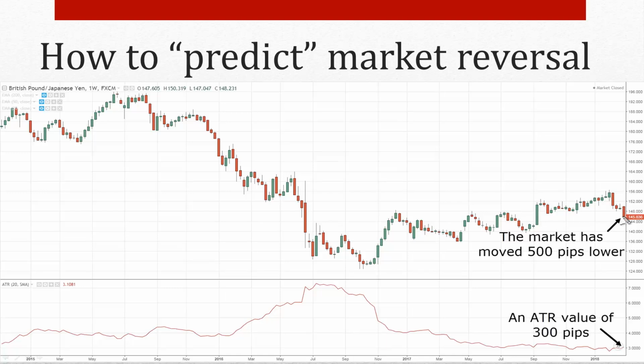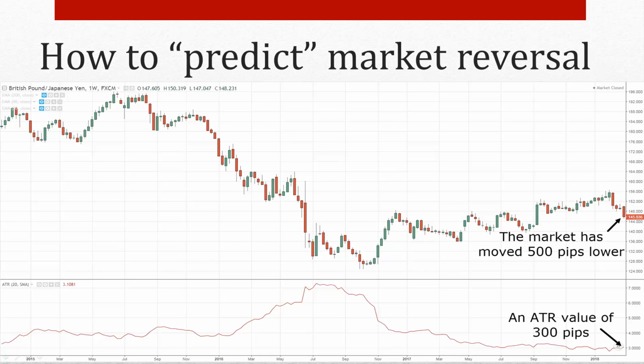You're not going to go long at this point in time, but it should alert you that this market has moved 500 pips, where its weekly ATR value is only 300 pips. So at the back of your mind, you think the energy in this market has been used up. There could be a possible reversal, all right?